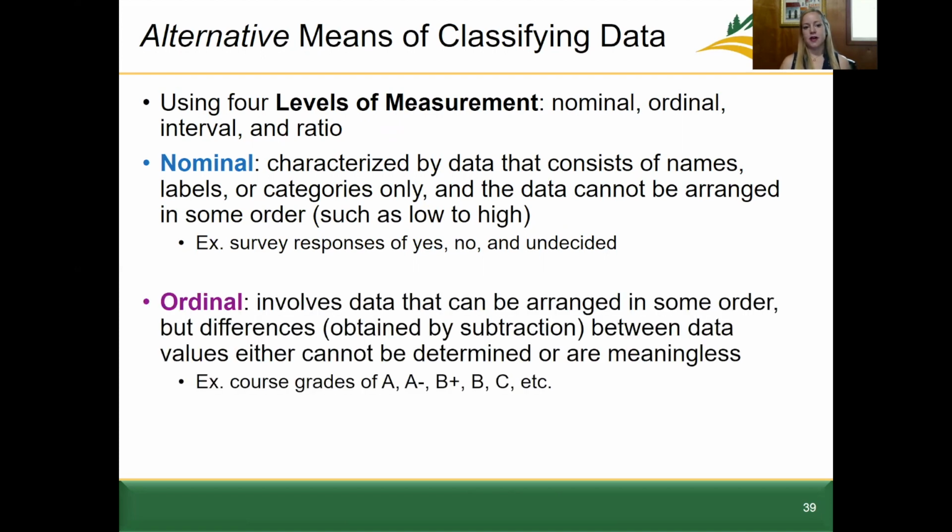The next level we'll talk about is ordinal. So this involves data that can be arranged in some order, but the differences that could be obtained by subtraction between data values either cannot be determined or they're meaningless. A good example here are course grades. We can put these in order. So A minus, B plus, B, C, these are in descending order. However, to add some value between A and A minus and B plus, we can't do that easily. We can't just subtract A minus half an A equals A minus, for example. Okay, so that's ordinal level of measurement.